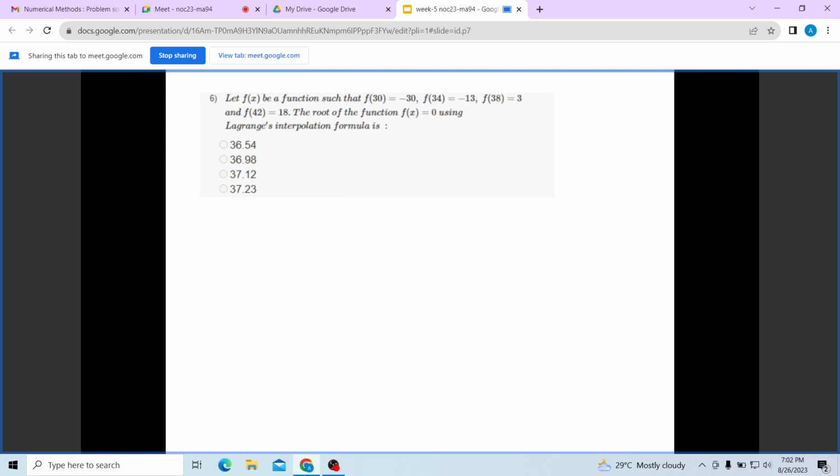and tell me what's the root of the function. Is it 36.54, 36.98, 37.12 or 37.23? 37.23. Okay. Others also try and tell me what's the answer.